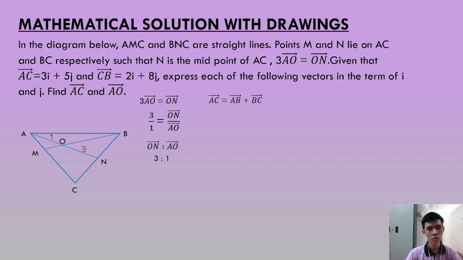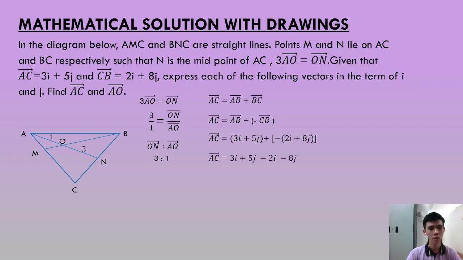AC is equal to AB plus BC. And BC is the opposite direction of CB, so it will count as negative CB. AC is also equal to AB plus, in the bracket, negative CB. AC is equal to, in bracket, 3i plus 5j plus, in bracket, negative 2i plus 8j.